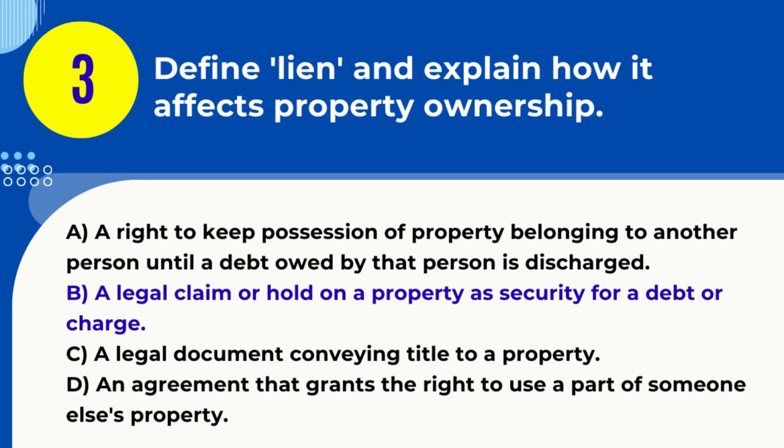Answer: B. A legal claim or hold on a property as security for a debt or charge. Explanation: a lien is a legal claim against a property that must be paid off when the property is sold. It affects the owner's ability to transfer clear title.